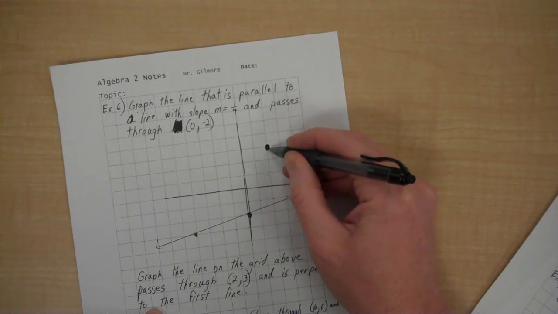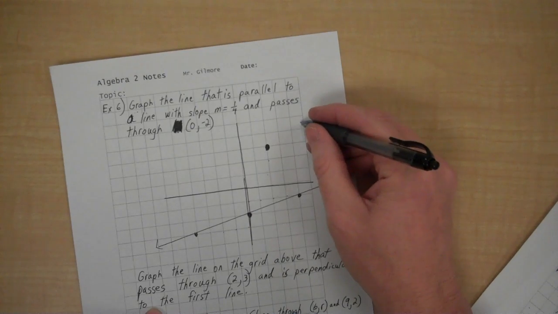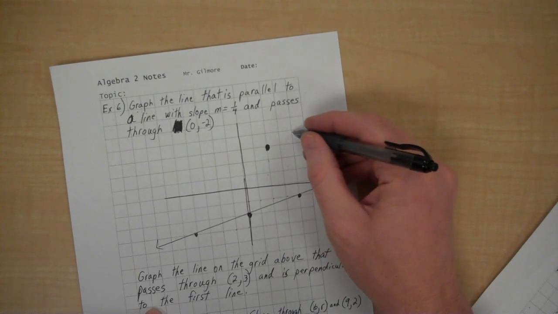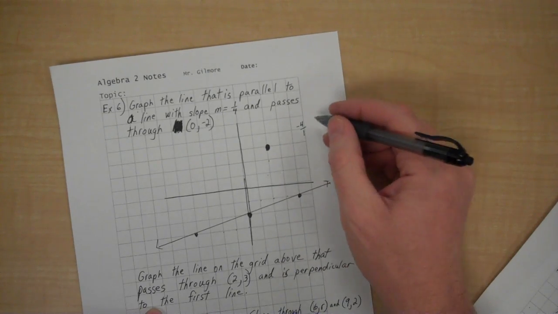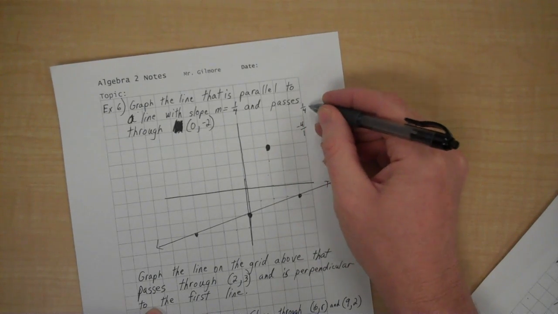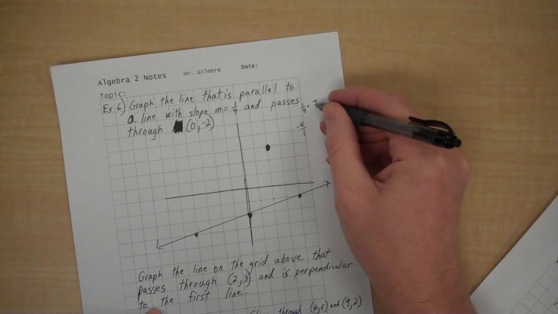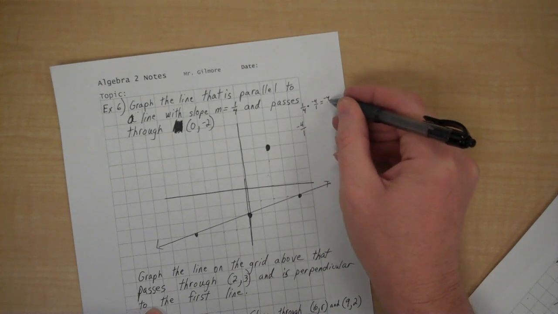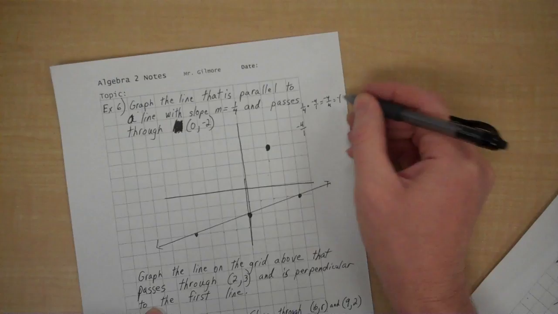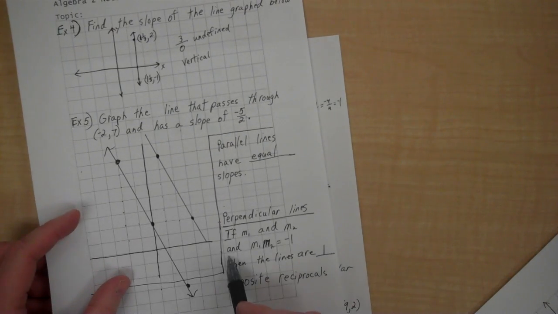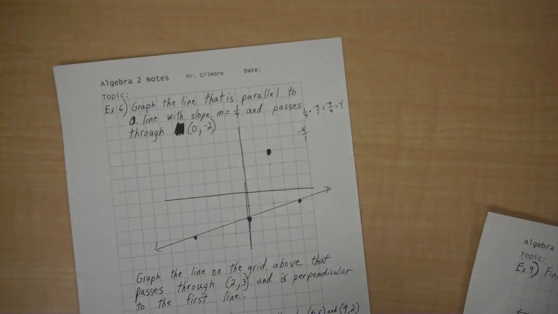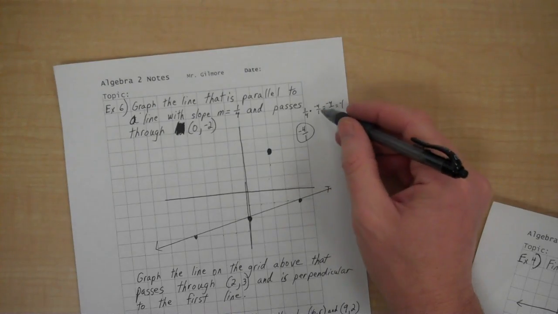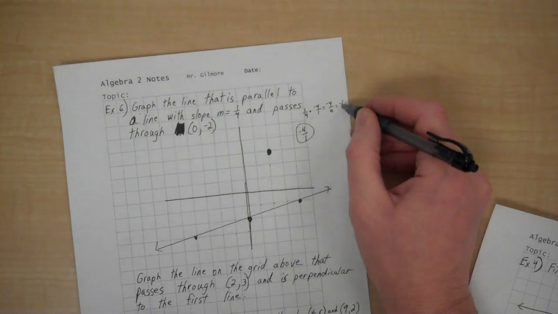Alright, well the slope of this one, to be perpendicular, has to be the opposite reciprocal, -4 over 1. 1/4 times -4 over 1 equals -4 over 4, which equals -1. Okay? So if M1 times M2 equals -1, then the lines are perpendicular. Okay, this opposite reciprocal will make what we need to get -1.